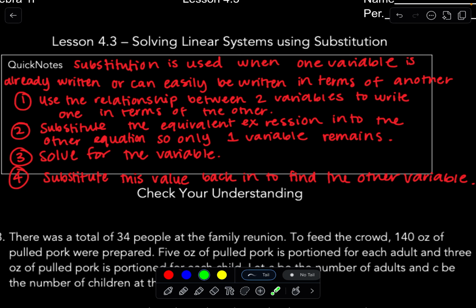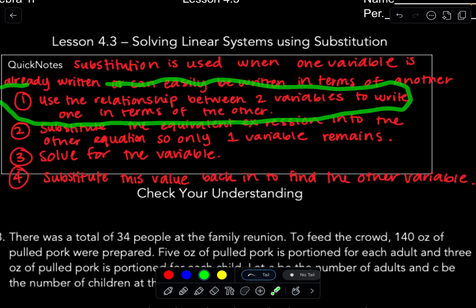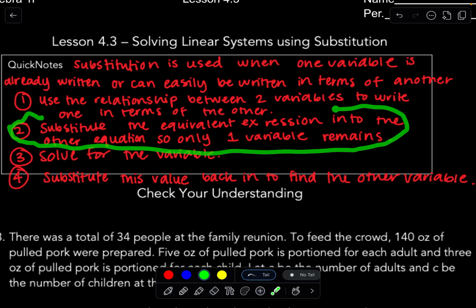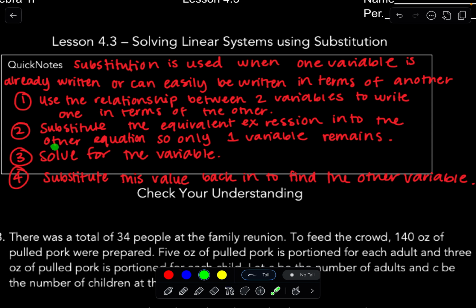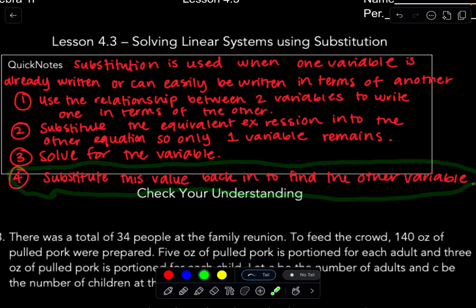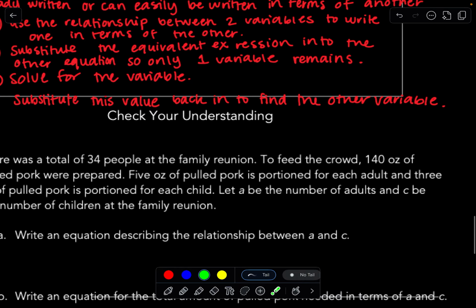Use the relationship between two variables to write one variable in terms of another. Okay, we're solving for one of the variables. Then substitute the equivalent expression into the other equation so only one variable remains. Now it's a simple, well, relatively simple, one equation, one unknown. So we solve for the variable. And then we substitute the variable in for the other variable in the other equation. Like I said, the steps are a little bit crazy.